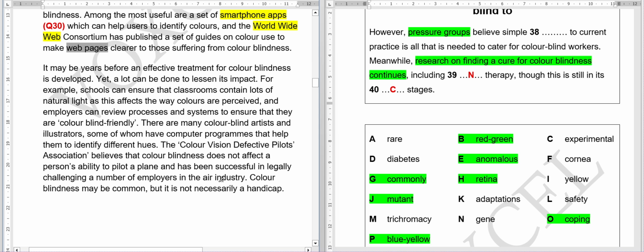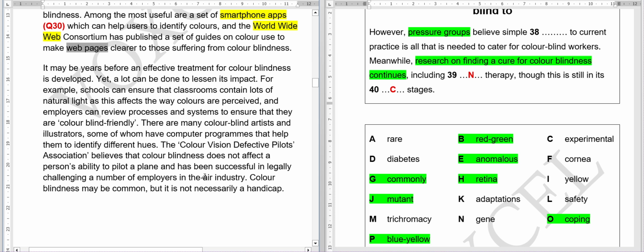The Color Vision Defective Pilots Association believes that color blindness does not affect a person's ability to pilot a plane and has been successfully, legally challenging a number of employers in the air industry. Color blindness may be common, but it is not necessarily a handicap.